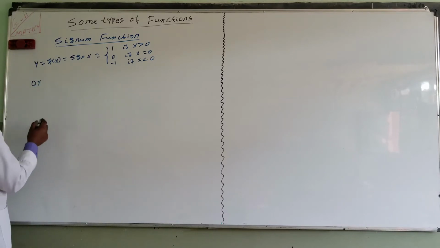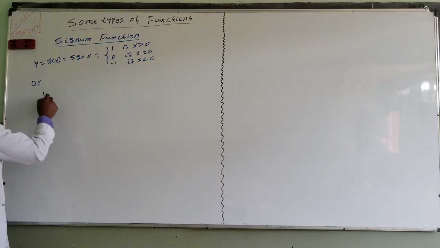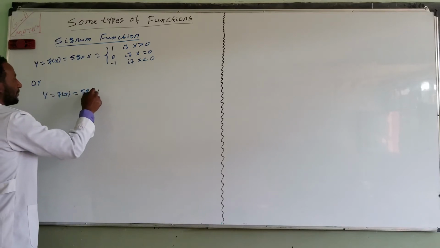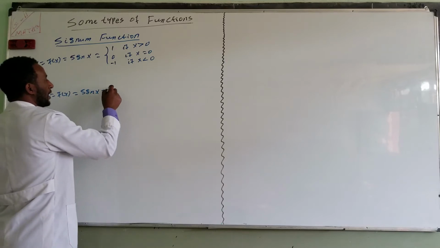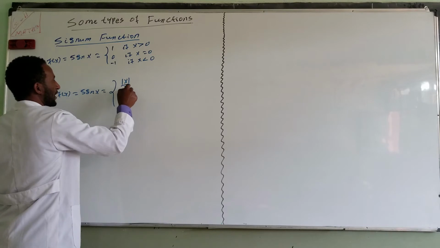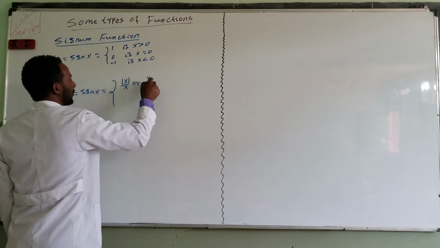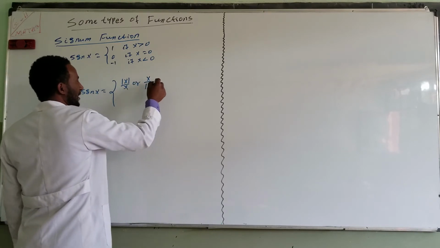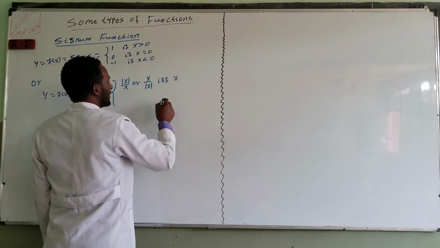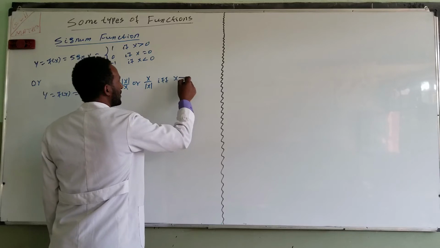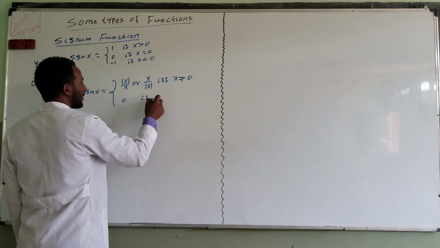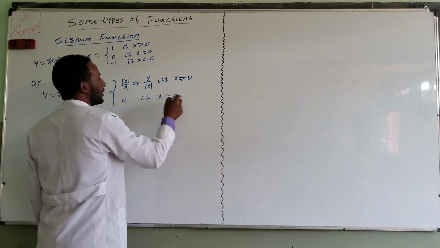The signum function is defined as y is equal to f of x is equal to signum x, which is equal to absolute value of x over x, or x over absolute value of x, if and only if x is different from 0, and 0 if x is equal to 0.